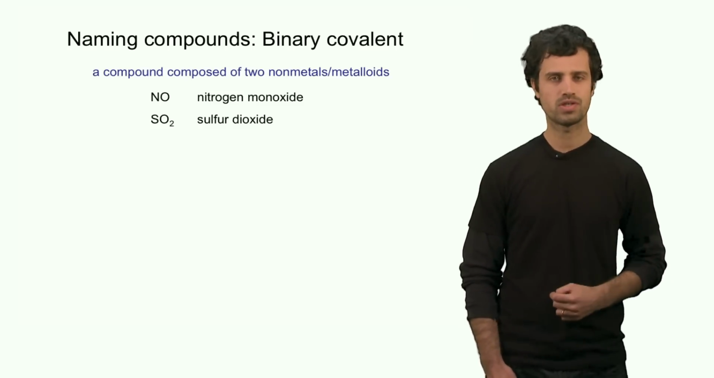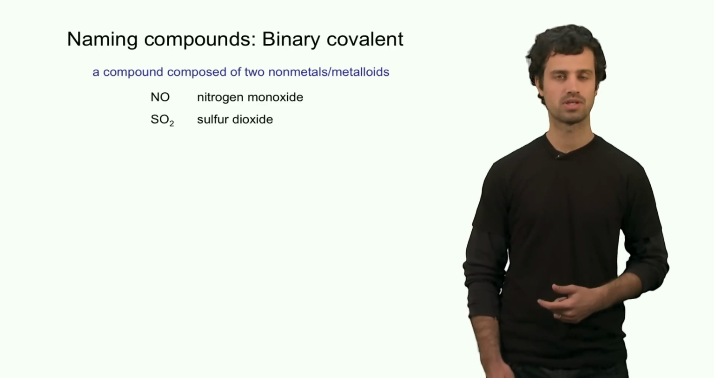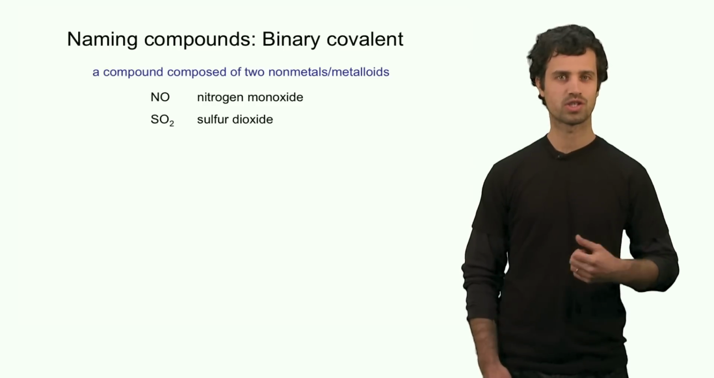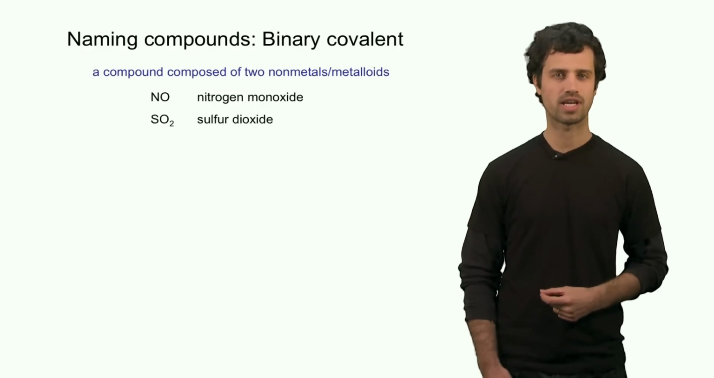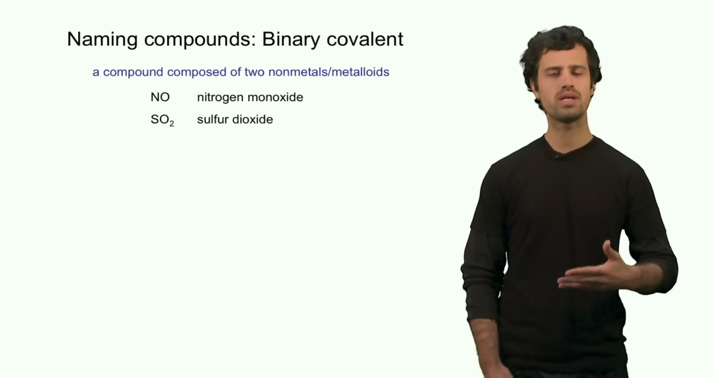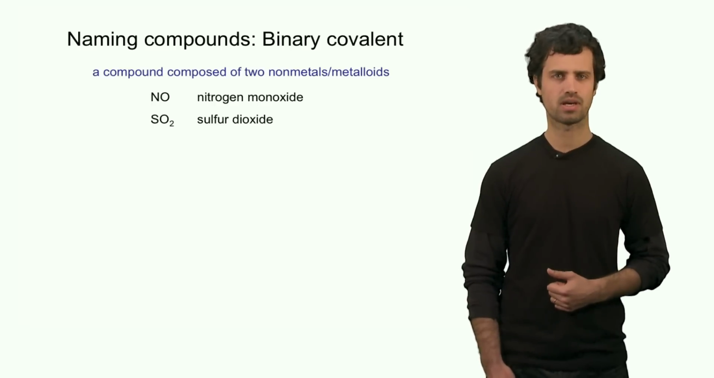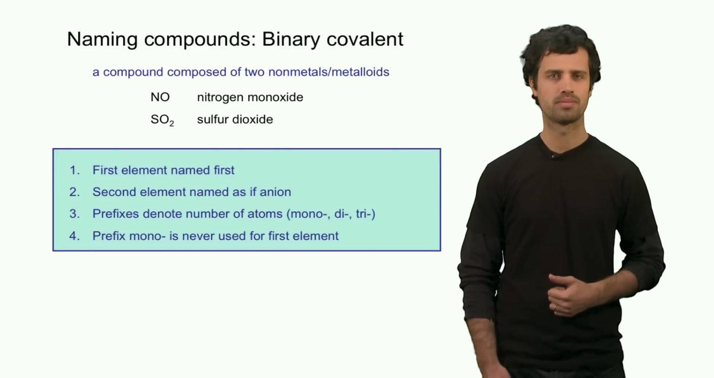In the first example we see nitrogen monoxide, which contains nitrogen and oxygen atoms, which are both not metals. So this is a molecule in which there is a covalent bond. The second example is sulfur dioxide. This is also a molecule with covalent linkages. So how do we name these binary covalent compounds? Here's a list of rules that we will follow.